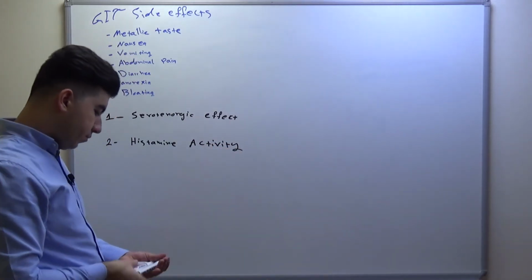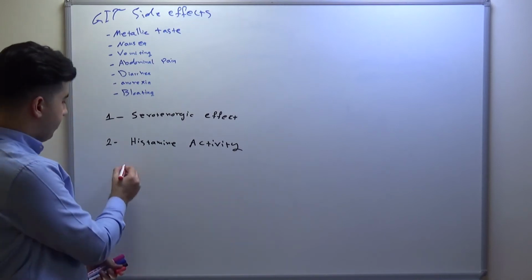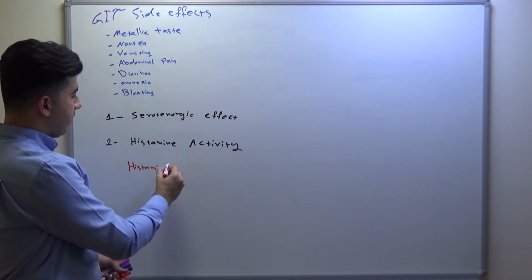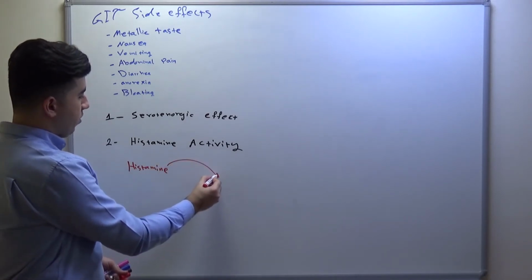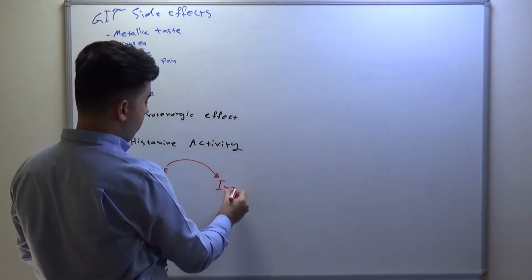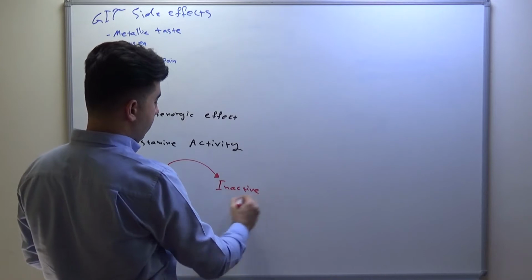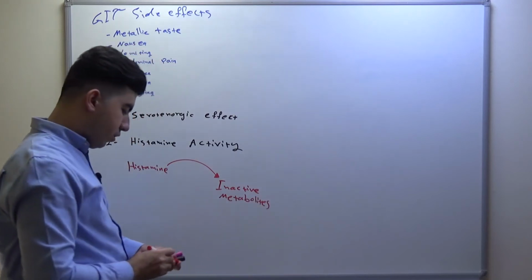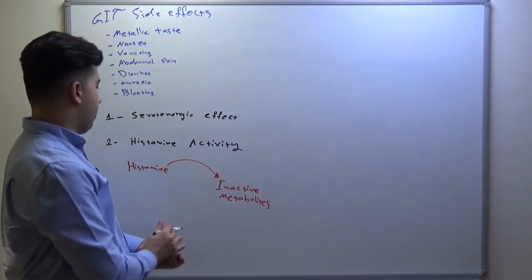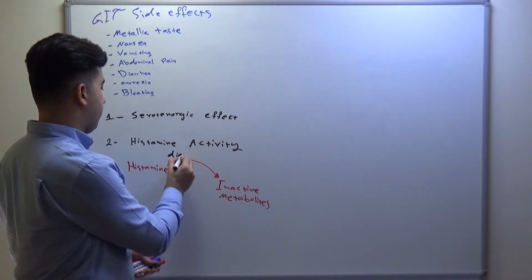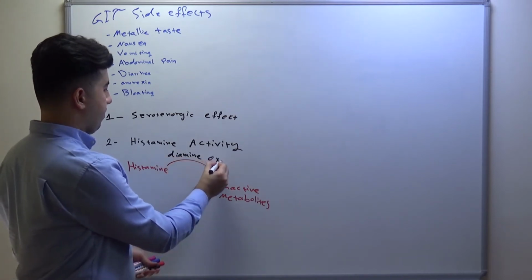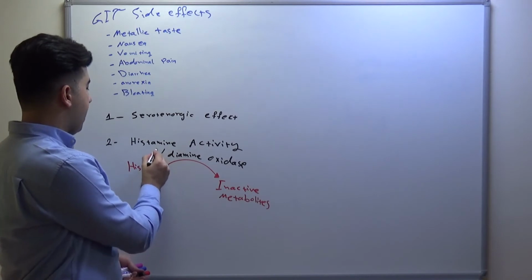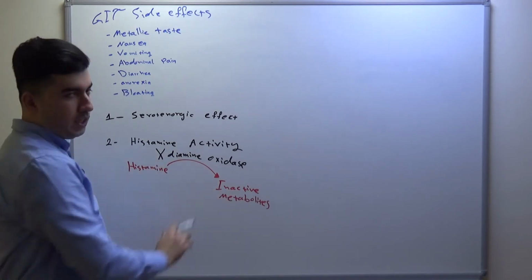Histamine is usually broken down by an enzyme. This is the histamine. This histamine is broken down into inactive metabolites by an enzyme which is called diamine oxidase. But metformin inhibits the action of this enzyme, so histamine will not be converted into inactive metabolites.